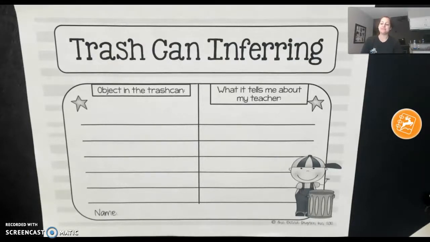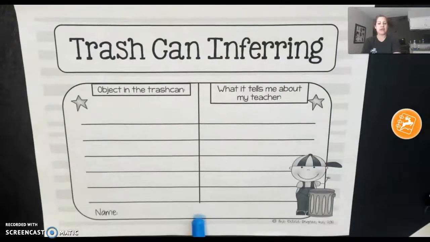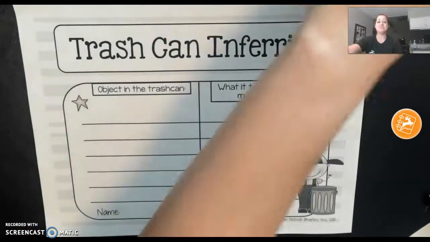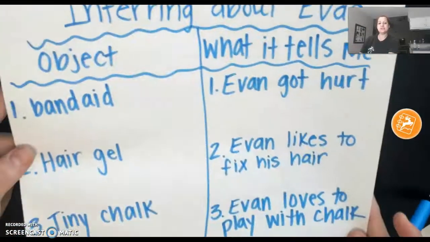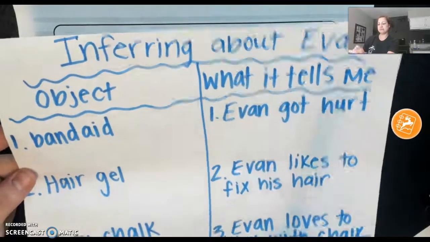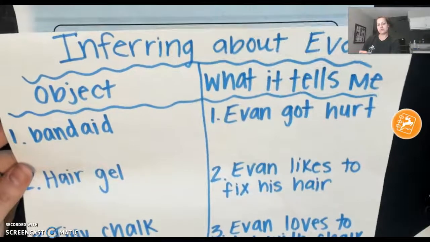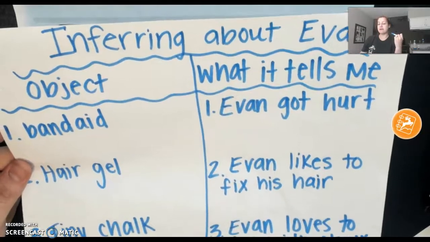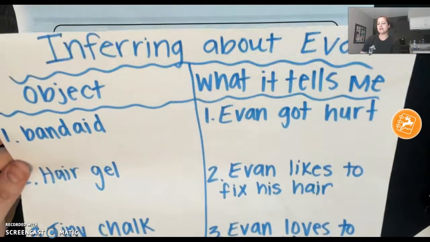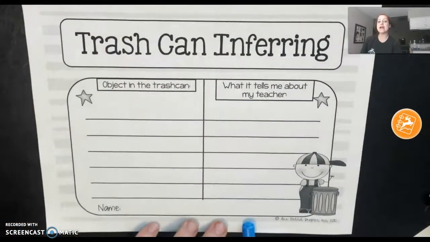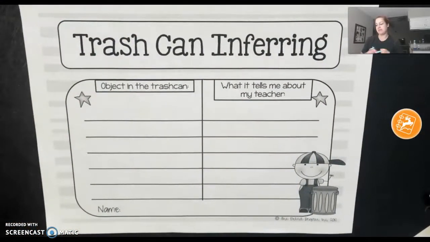From my trash can. So I pulled a couple of things out of my trash can. This is the sheet that you have linked in your assignment for this week. You can print this out or you can just do it on your own, just like this. Inferring about Miss Crosby: object, what it tells me, list the 3 things, which we're going to do together. And then you're going to use your schema to write down on this side what it tells you about me.